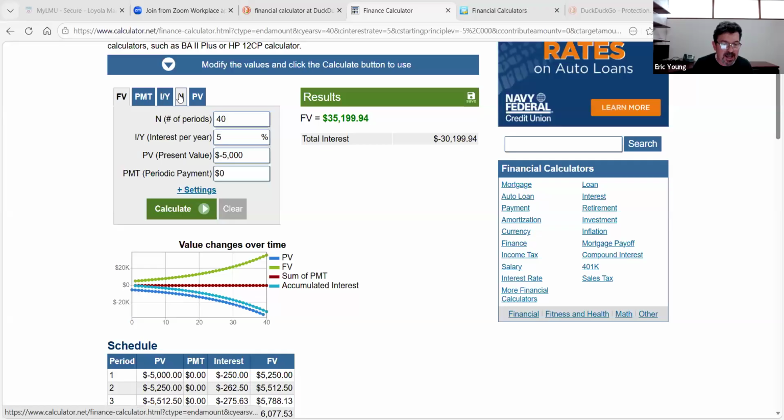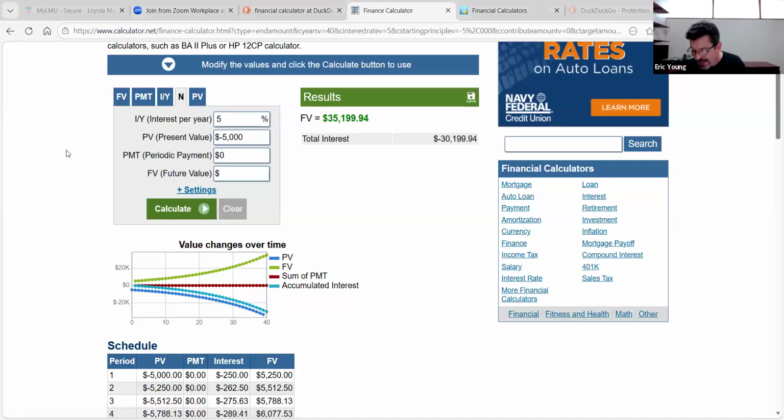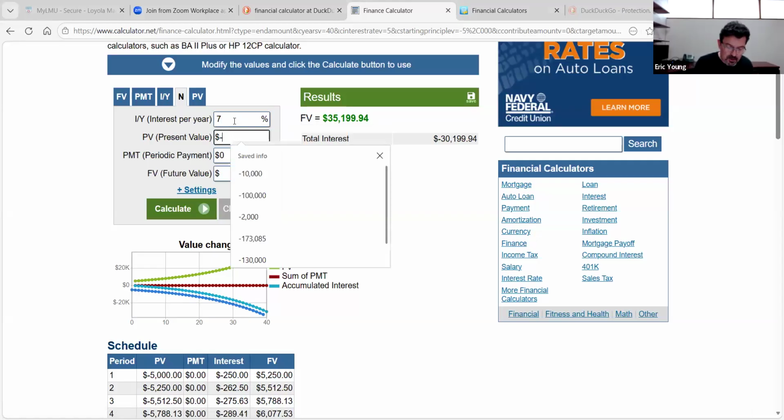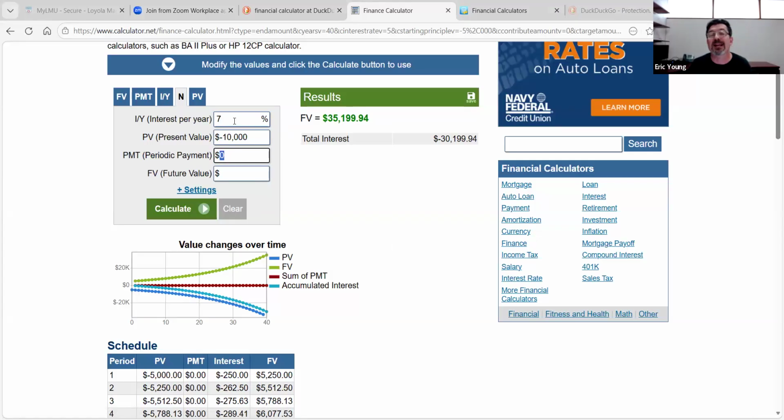Let's plug it in. We're solving for n, so we click n. Notice now that n is gray and the other 4 variables, the ones that I gave you, are blue. We're going to plug in the ones that you have and go on the scavenger hunt. The interest is 7. The present value is 10,000. There's no PMT because I said nothing about ongoing flows of money, so that's a 0. And the future value, well, I didn't tell you directly, but you can say, well, I started with 10, I want to double it, so it's got to be 20.